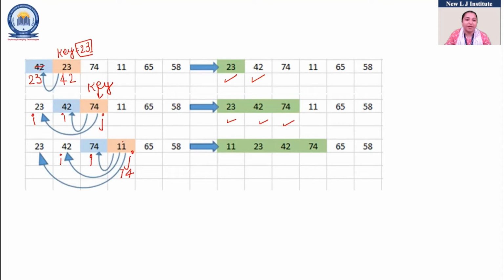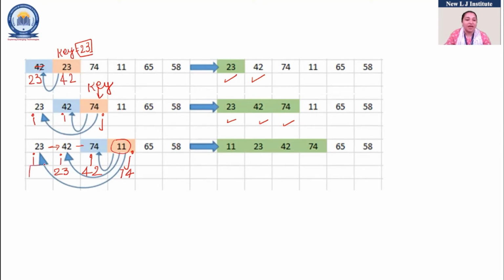So now we will compare element 11 with 42, and because 42 is also greater than 11, 42 will also be shifted at right. So 42 will be shifted at right side. Again, I will be decremented by 1. Now I is pointing to 23, and because 23 is also greater than 11, 23 will also be shifted at right. Okay, so 23 will be shifted over here.